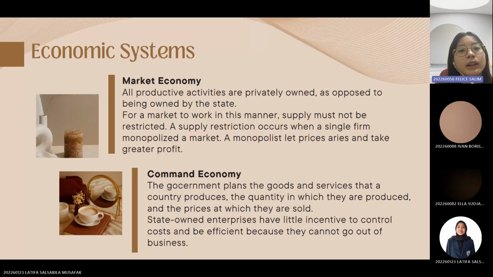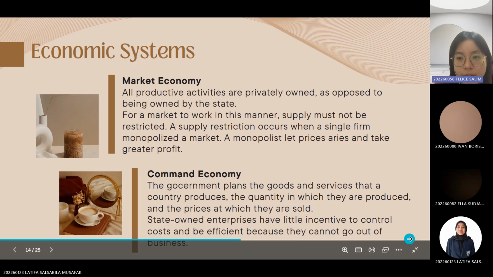Okay, for the economic system, there are two types. The first one is market economy, where all productive activities are privately owned as opposed to being owned by the state. This means that production happens with voluntary exchange or contracts, and the prices rely on supply and demand.